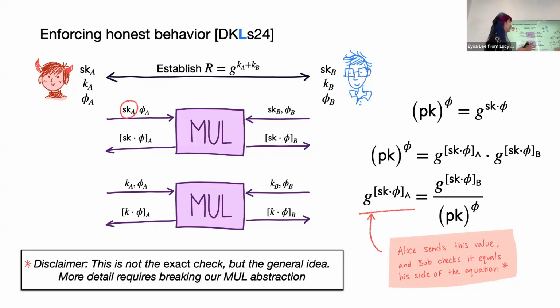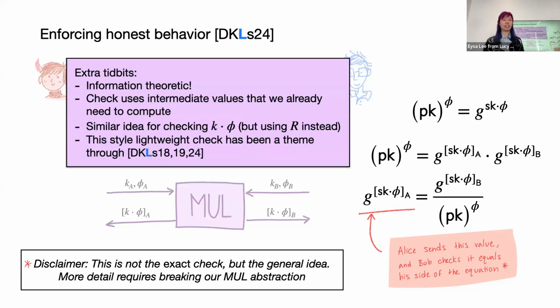That's the high level idea. I put a little asterisk here to remind you that this is not exactly what happens, because you might notice it's not symmetric. We're not going to break the abstraction though. Some fun tidbits about this check: it is information theoretic, so we don't rely on any computational assumptions, and it uses intermediate values that we already have to compute because we're trying to do this inversion. The same idea applies for checking this K times phi, but we use R instead of the public key. This lightweight check has been a theme through all of my line of work on specialty CDSAs.